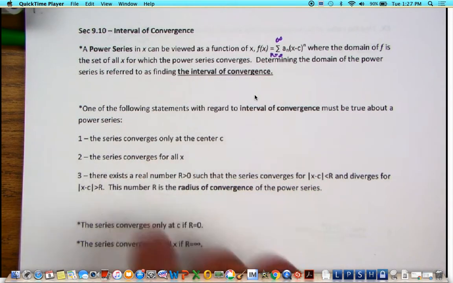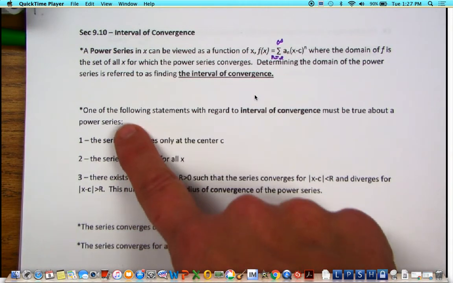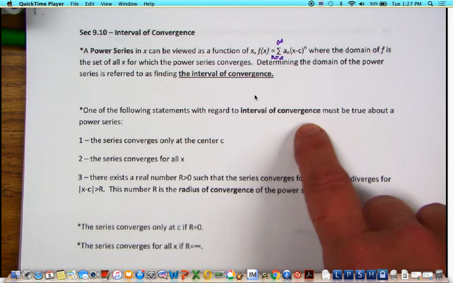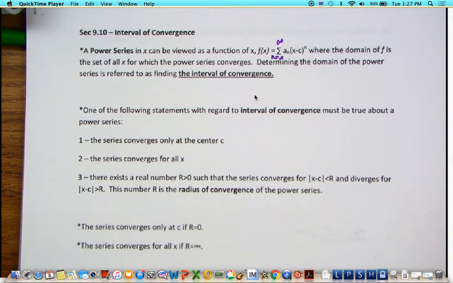And then here's just some bullet points. One of the following statements with regard to interval of convergence must be true about the power series. So one of these three things has to be true. The series converges only at the center c. What does that mean? Between the actual graph and our Taylor polynomial, there's only 1 point in common. Very good. There's only 1 point in common between the series and the Taylor polynomial, and that point is the center.